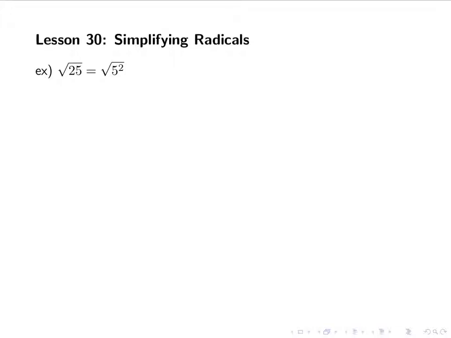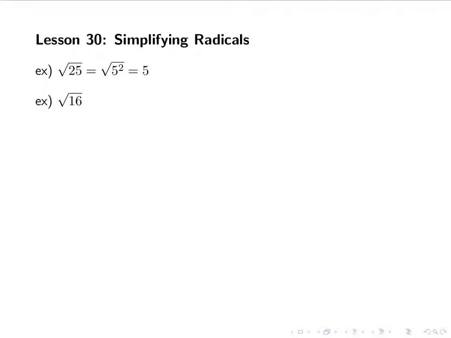So I'm going to rewrite 25 as 5 squared. So I have the square root of 5 squared. The square root is what we call the function that undoes the square. So if I'm undoing the square, what I'm left with is 5.